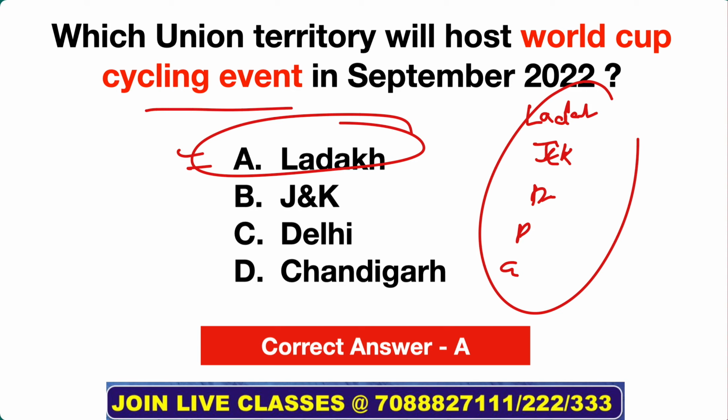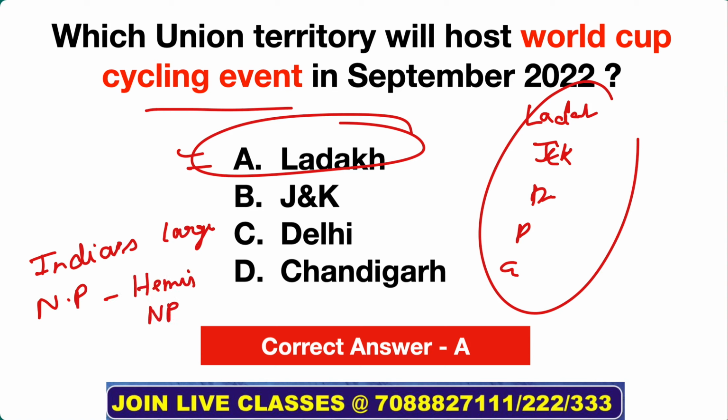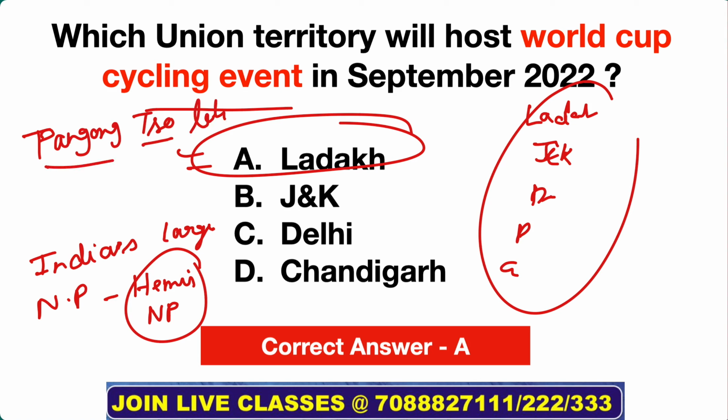2022. Understand? So, there are some static information that I want to give you about Ladakh. India's largest national park is located in Ladakh. The name is Hemis National Park. And there is a lake in Ladakh, Pangong So Lake. The meaning of So is also lake. So Pangong So Lake is located in Ladakh.